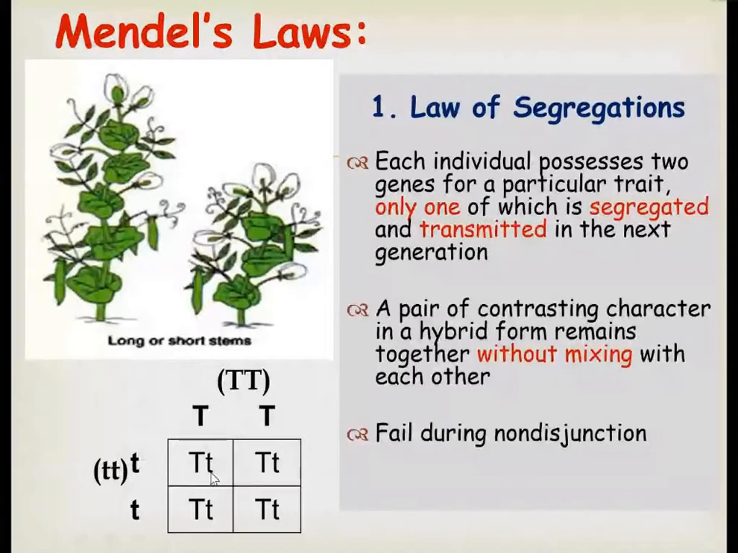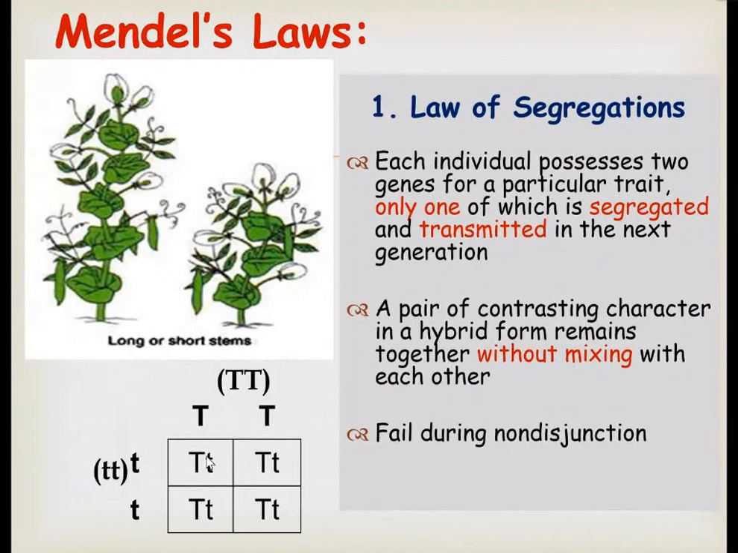What will be the phenotype of this plant? Tall. That will be the phenotype. Now tall and short do not mix in this. The pair of alleles in a hybrid form will never get mixed with each other. So this is known as the law of segregation. Do you understand the law of segregation now?